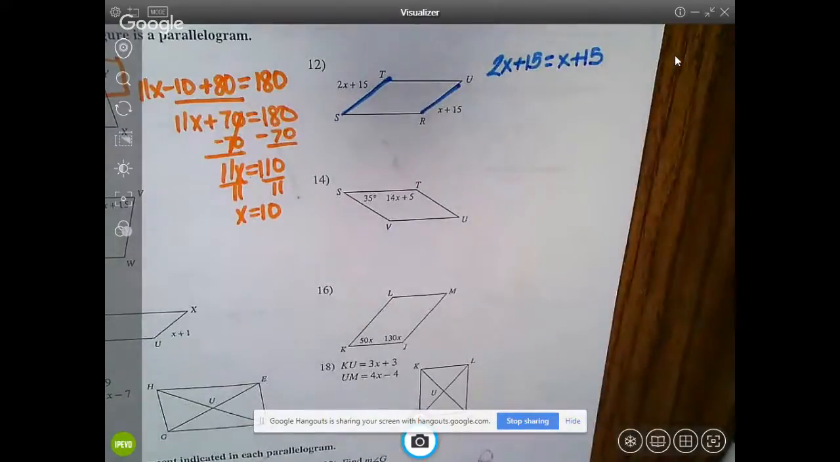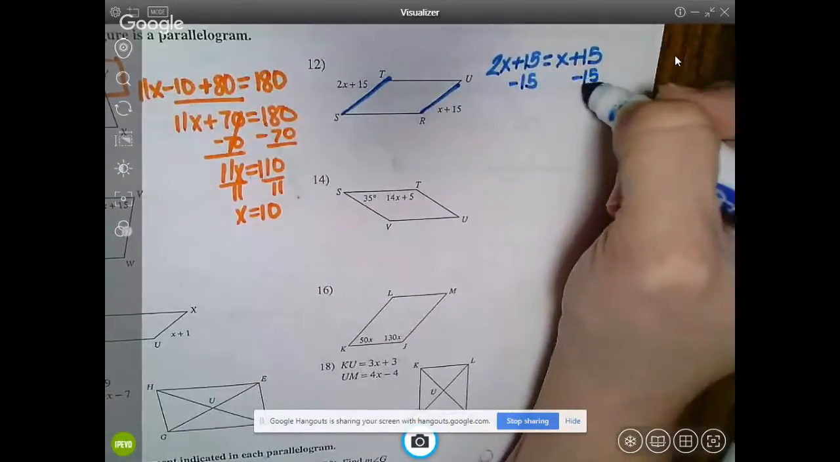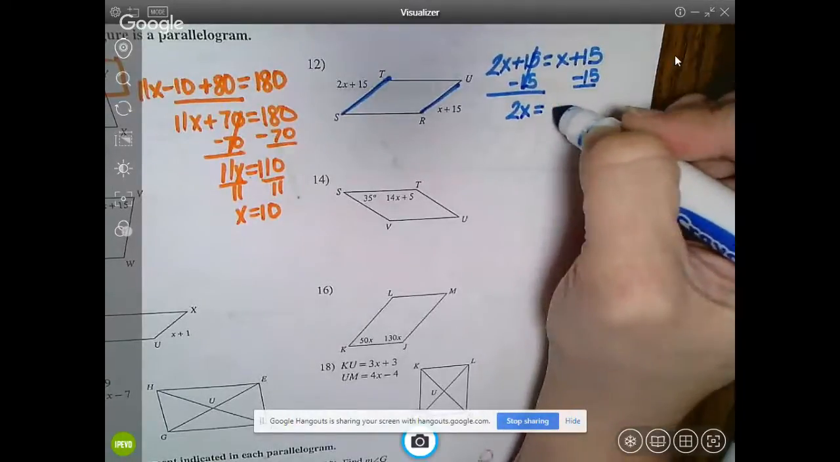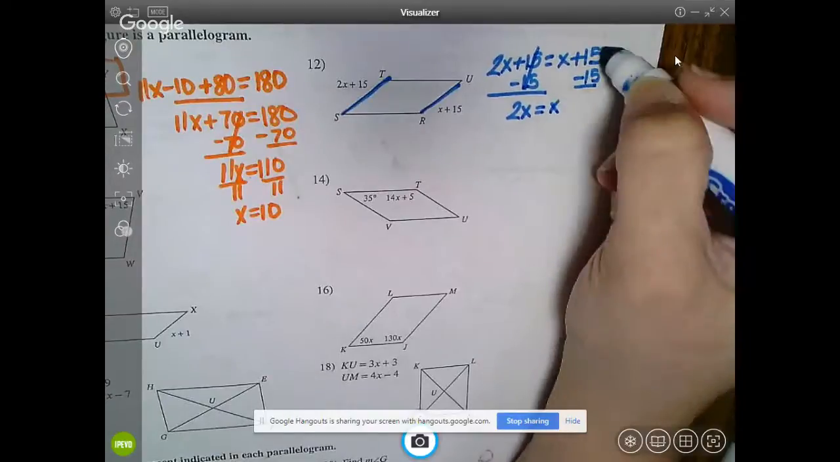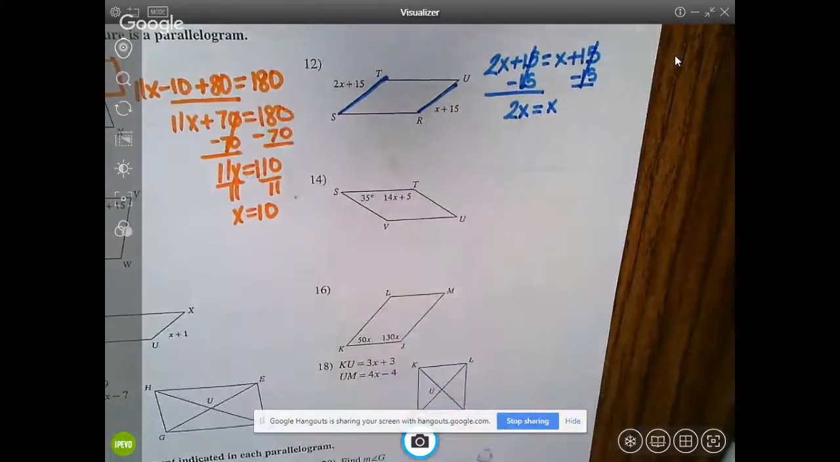Now, usually I like to move my x's first. But I found kids are getting confused when I move the x first, so this time I'm going to move the 15. So I'm going to subtract 15 from both sides. When I do that, I get 2x equals x. Number 11 is consecutive, 12 is equal, because these are opposite sides and opposite sides are equal.